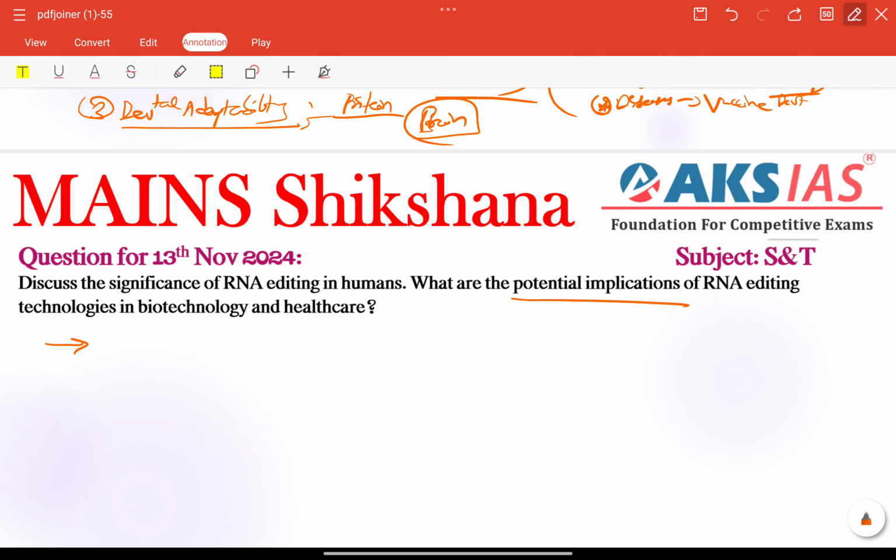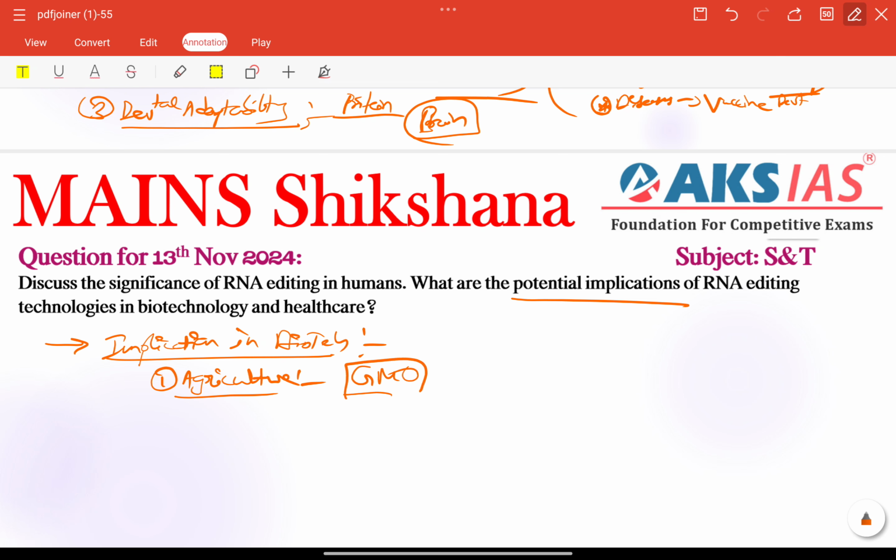First of all, we need to provide some implications in biotechnology. That is very important as per the demand of the question, right? So first of all, we can connect agriculture in the biotechnology field, right? RNA editing is revolutionizing crop development by making plants more resistant to diseases without the need for traditional genetic modification, whatever we have as GMO, right?